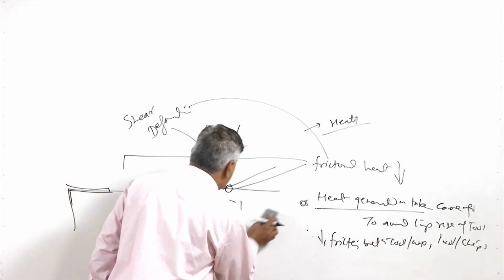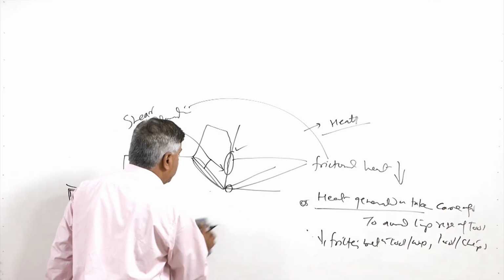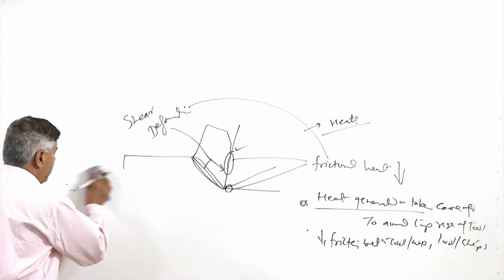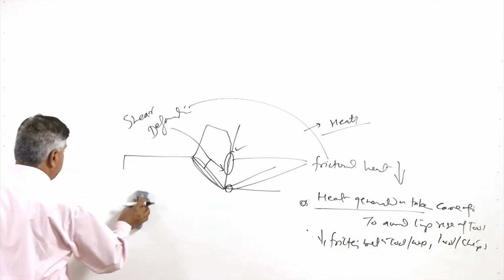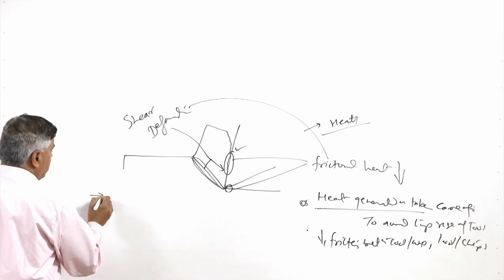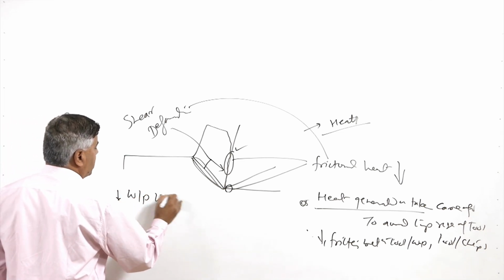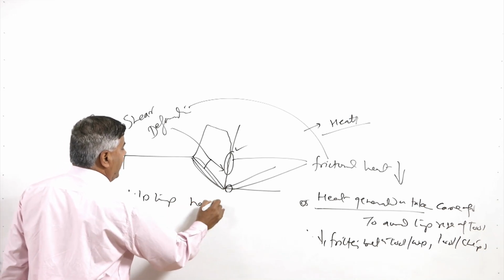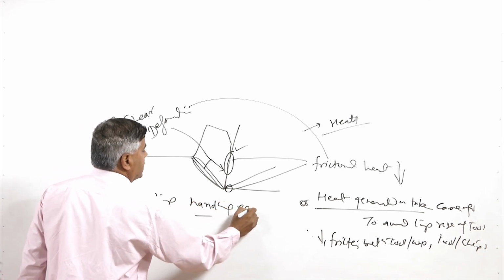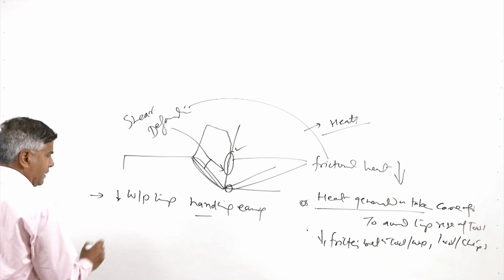Apart from these two functions, when the cutting fluid is used, it helps to achieve other functions as well, which include reducing the workpiece temperature. It makes the handling of the job easy.